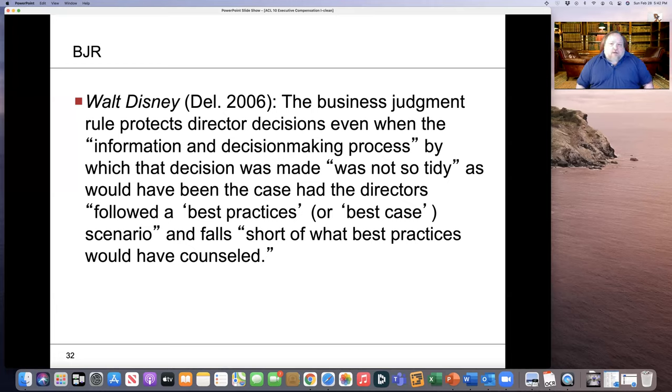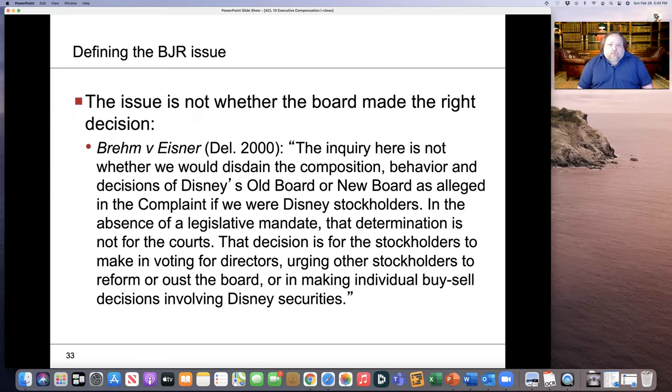It doesn't require them to make a perfect decision. As the Delaware Supreme Court explained in a famous case involving Michael Ovitz's compensation at Disney, so long as they have an information and decision-making process that leads them to have enough information on which to make a sound decision, the fact that there may have been some glitches, some what the court called a lack of tidiness in the process, is not going to prevent the business judgment rule from applying.